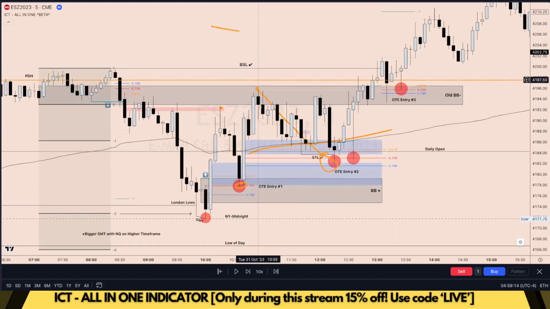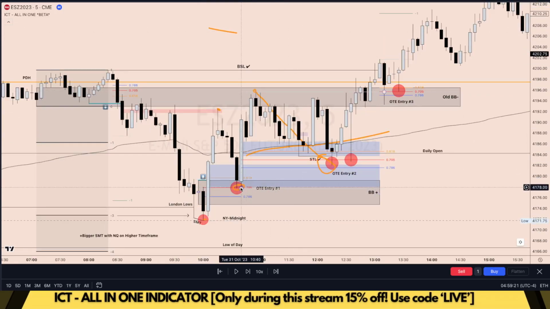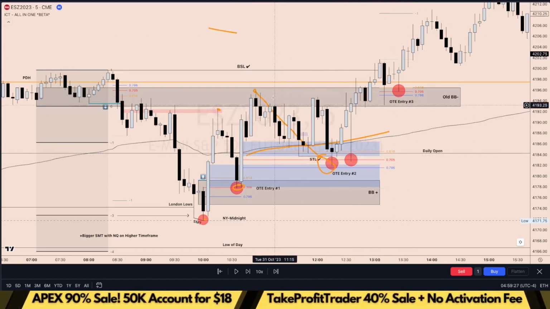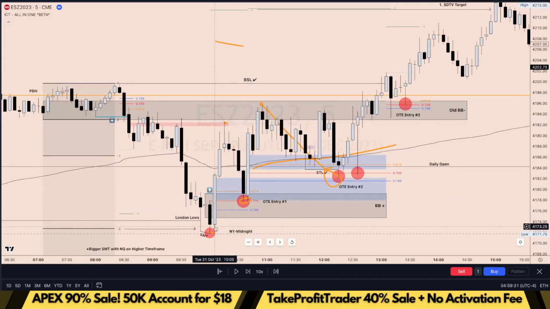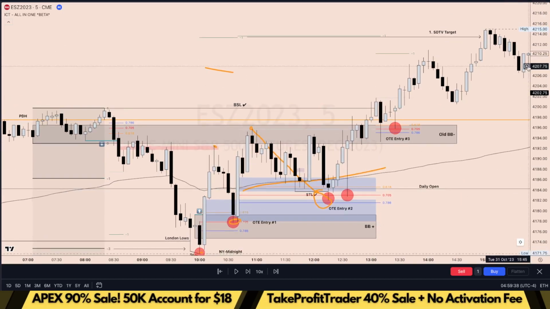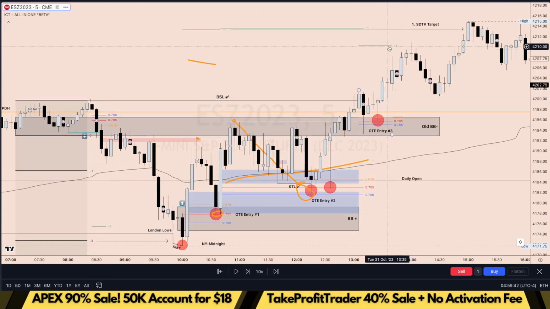One standard deviation of this initial displacement to the upside is right here. One standard deviation of the second move higher, after we pulled back into the optimum trade entry and continued higher away from it, lines up perfectly with that one standard deviation of the initial displacement leg. So we can see these levels all match up. If we look at that last optimum trade entry, negative 1 standard deviation is also within that area.